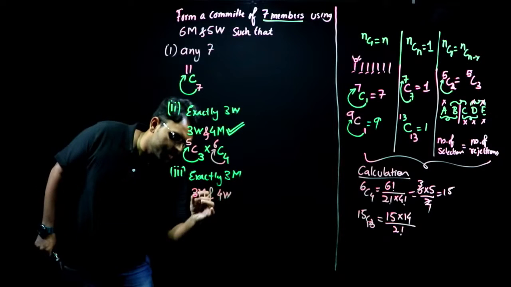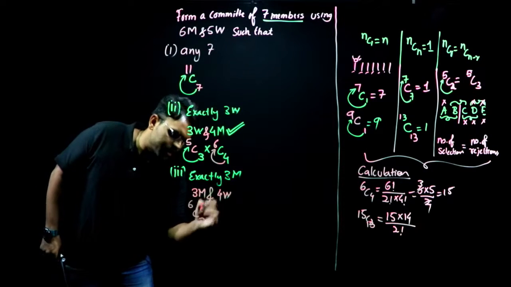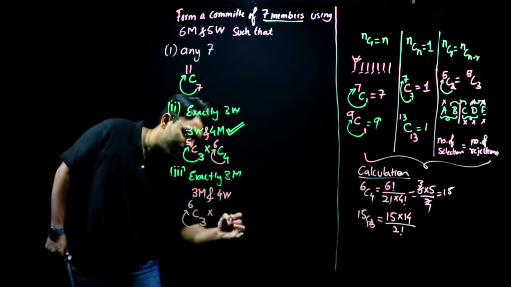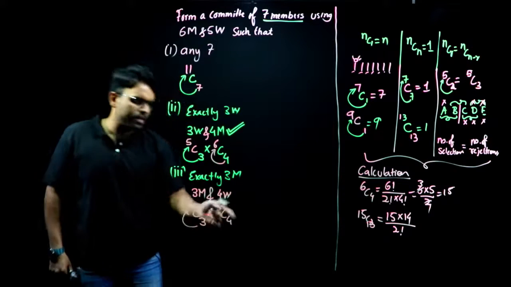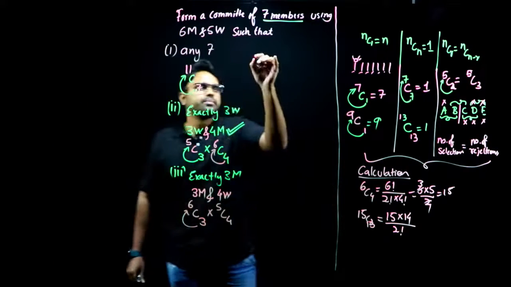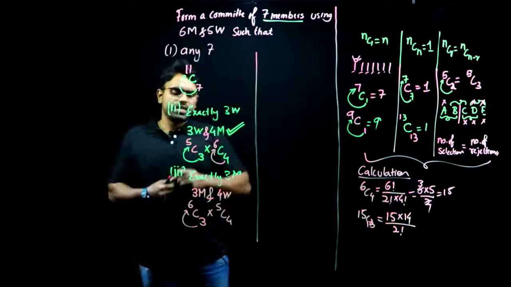So, this gives me how much? 3 men is nothing but what? Selecting 3 men out of total of 6 men. It can be done in how many different ways? 6C3 ways, and represents multiplication. Selecting 4 women out of total of 5 women can be done in 5C4 ways. Yes?